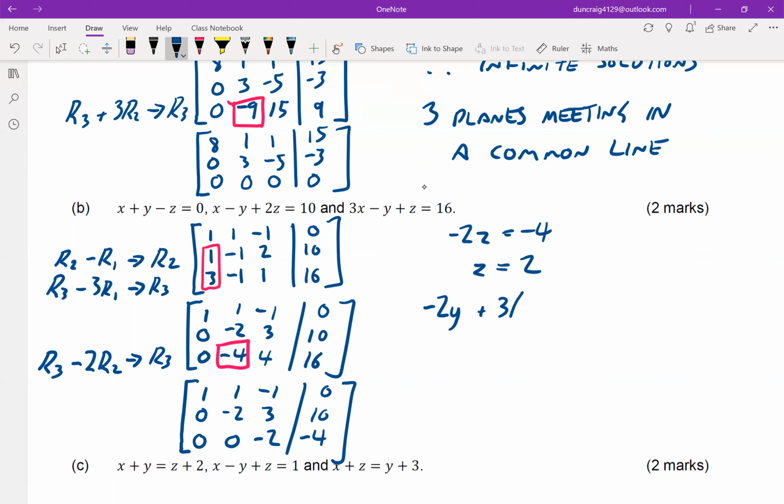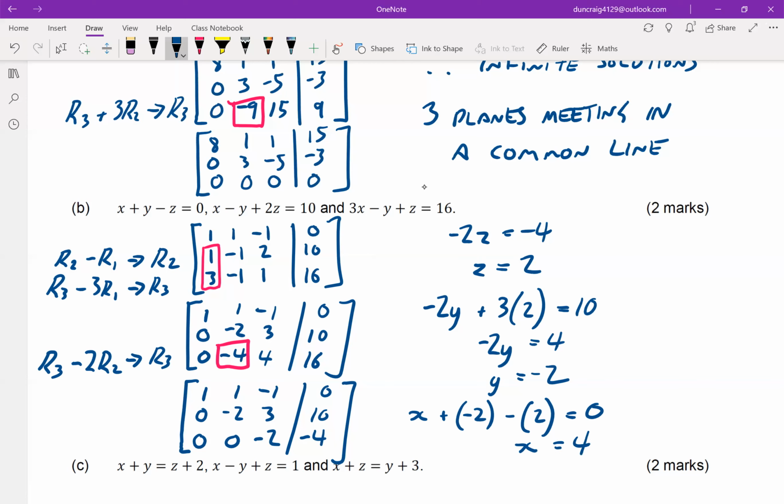Minus 2y plus 3 lots of 2 is equal to 10. So minus 2y is equal to 4. So y is equal to -2. And then I can say that x plus y take z, which is 2, is equal to 0. So -2, so x is going to equal 4. Okay, so there we have it.